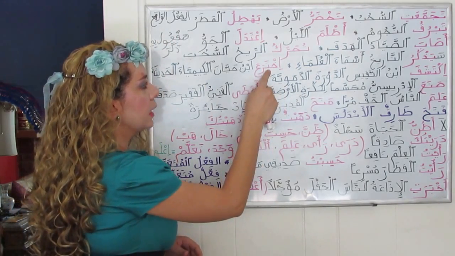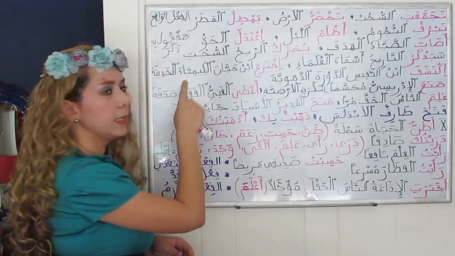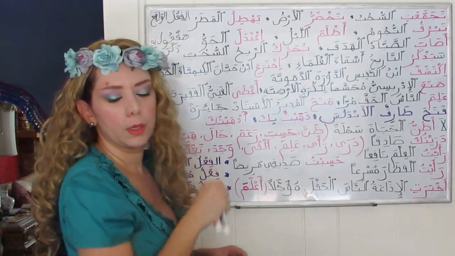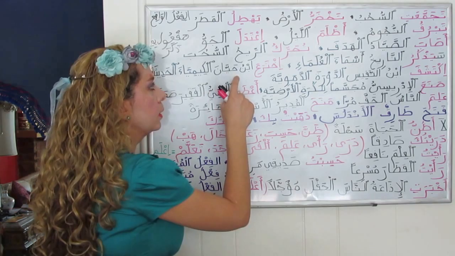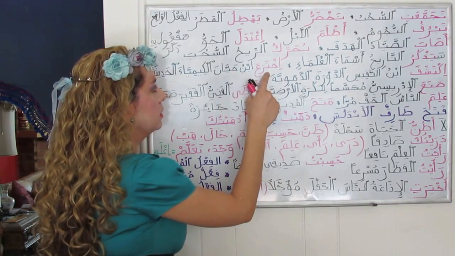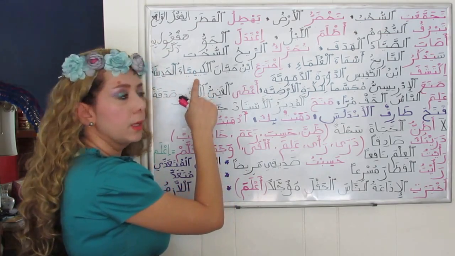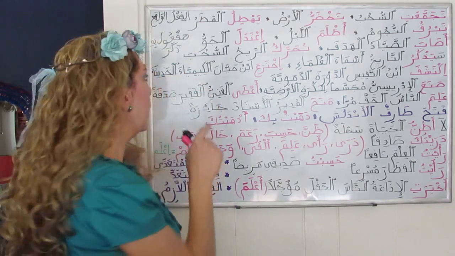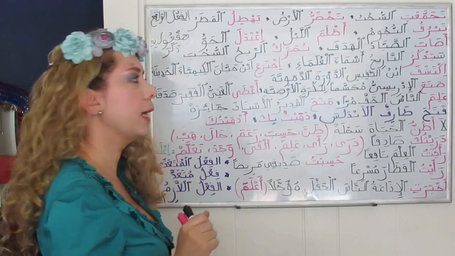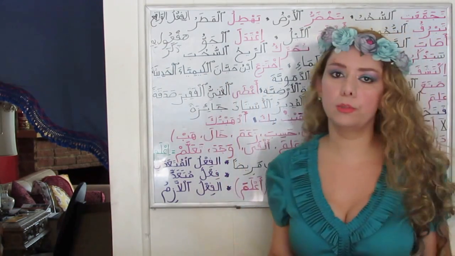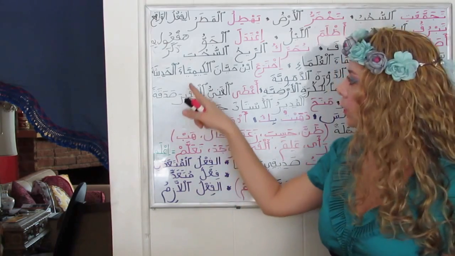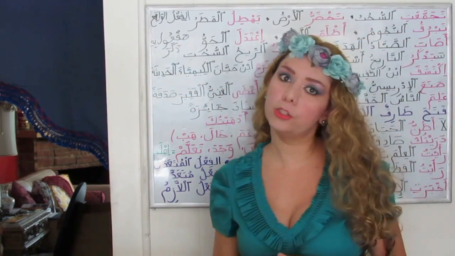For example, اخترع ابن حيان الكيمياء الحديثة. So اخترع is form 8, to invent. So this important person, this Arab, ابن حيان, invented modern chemistry. الكيمياء, chemistry, الحديثة, modern. It's a modifying adjective. So what do we have? We have the verb اخترع, we have the subject ابن حيان, and we have the object and its modifying adjective.